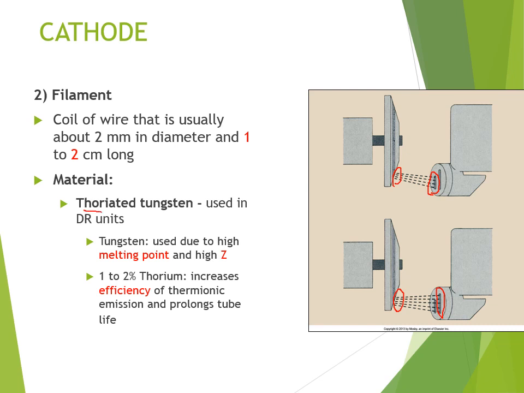So the material is thoriated tungsten that's used in diagnostic radiology units. We use tungsten because it has a high melting point and a high Z number, which is 74. It has 1 to 2% thorium, which increases the efficiency of thermionic emission and prolongs tube life.